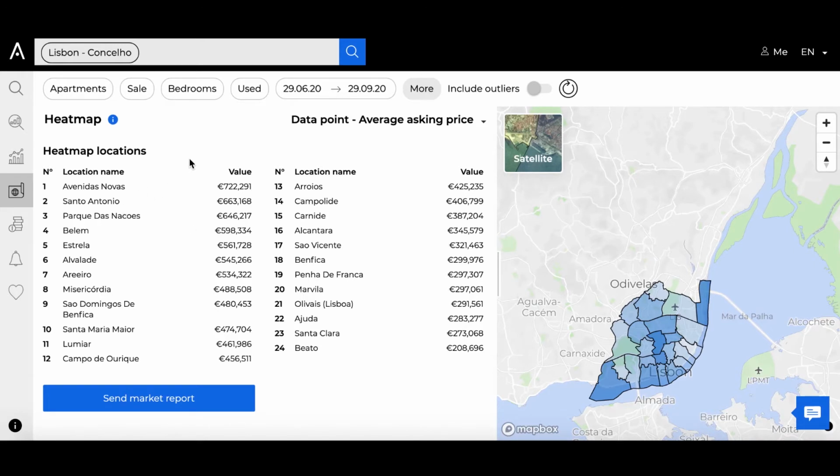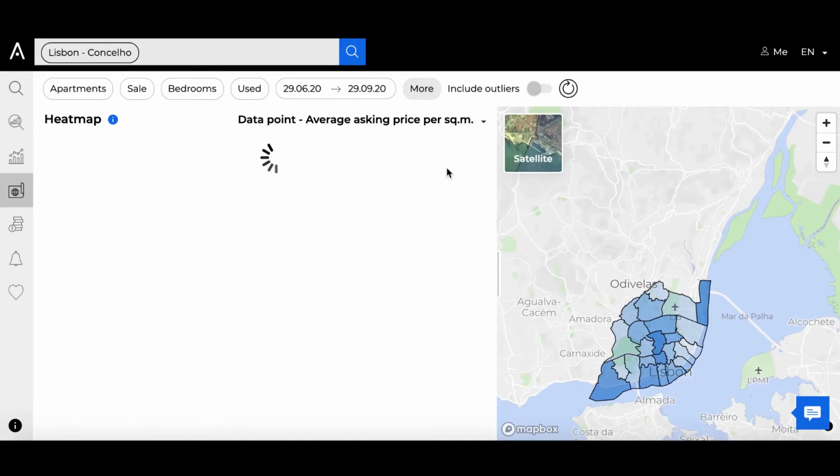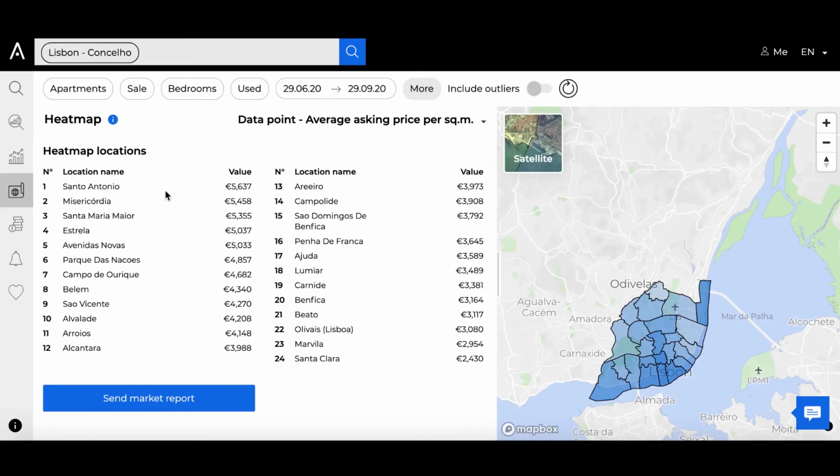Now, within this area, I can also change the filters, change the date range that I'm looking at, and change the type of data point that I'm looking at. So if I click here, we have average asking price per square meter. I can click it, and you see now I have these areas all again arranged in the order most expensive to least expensive. So we can see here that Santo Antonio is the most expensive area in Lisbon at this moment in time, and we can choose to include outliers or not.